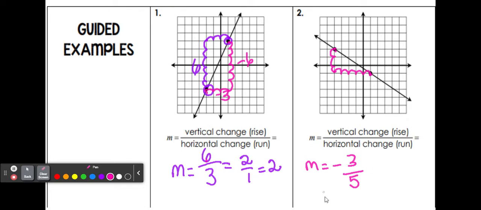So this can't be simplified. That is the slope for that line: -3/5. For every 3 units we go down, we go 5 units to the right. 3 units down, 5 units to the right.